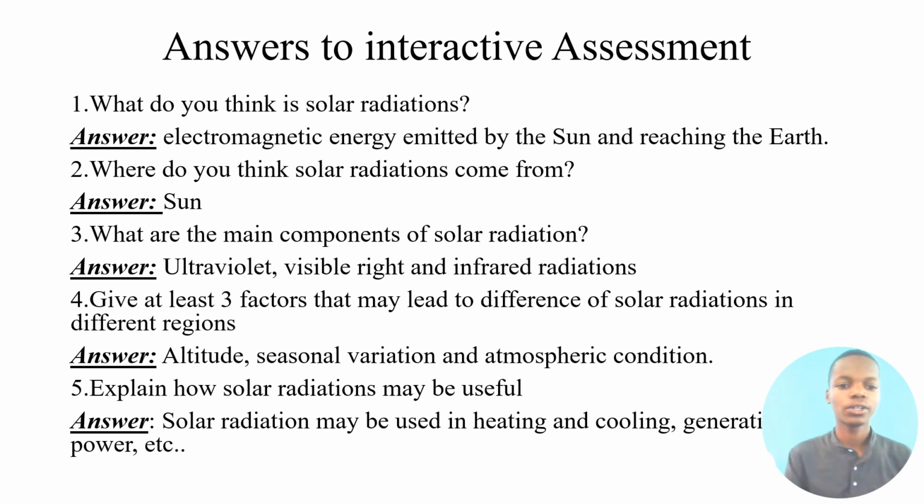The fourth question was asking to give at least three factors that may lead to differences in solar radiation in different regions. The answer: we have seen altitude, seasonal variation, atmospheric pressure, and there are many other factors that may lead to differences in solar radiation among the different regions.